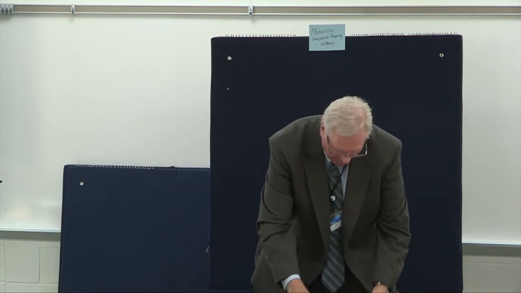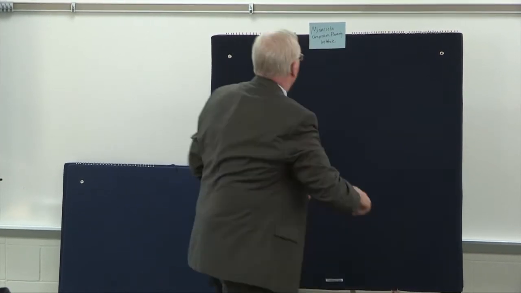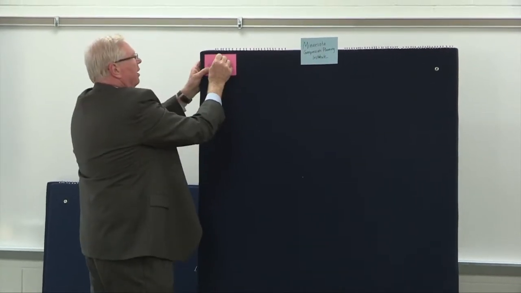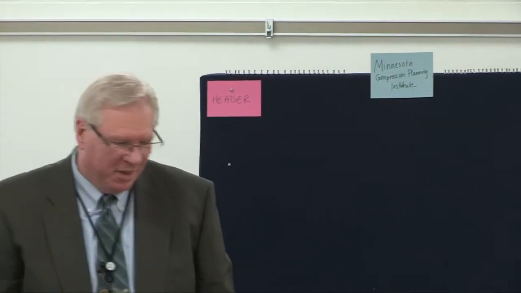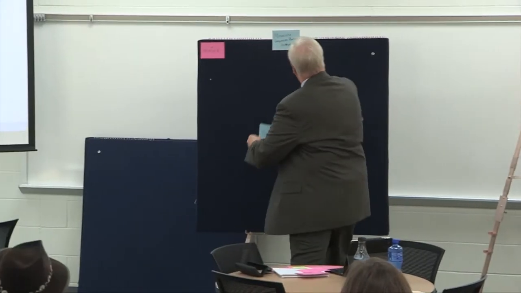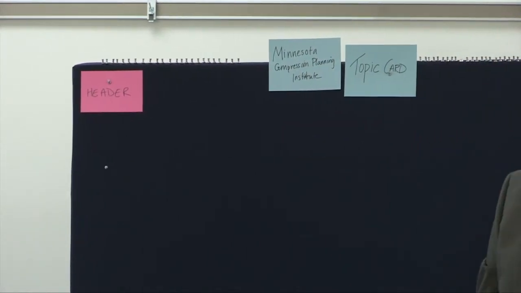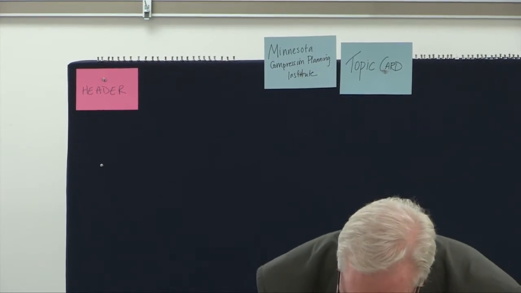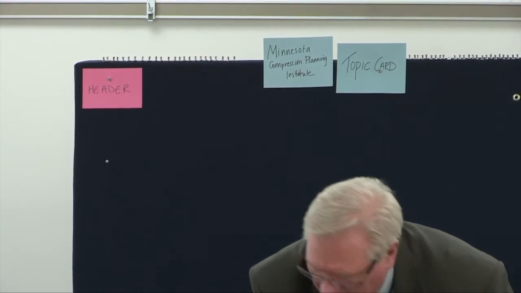So, okay, these are called headers, and that's a term that comes from the newspaper industry. The topic card, what we're focused on, is the cover of the book. It's the name of the book. The headers are the names of the chapters in the book. The topic card is like the cover of the book, and tonight we're talking about the Minnesota Compression Planning Institute. The header is the chapter title. And so I have several headers to put up.